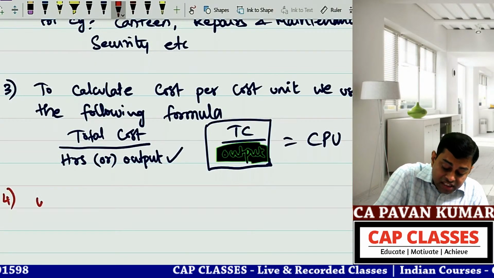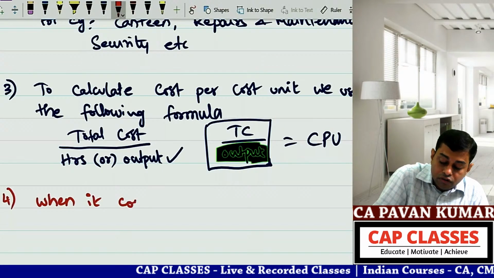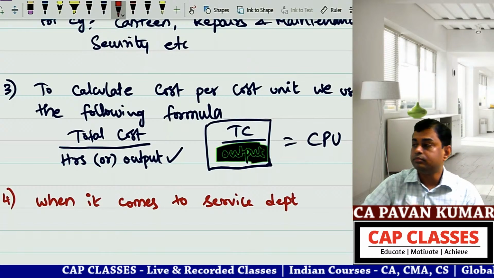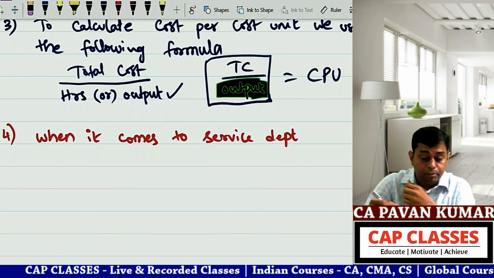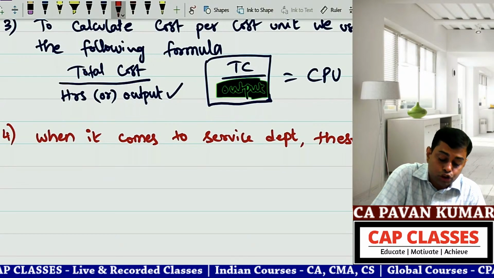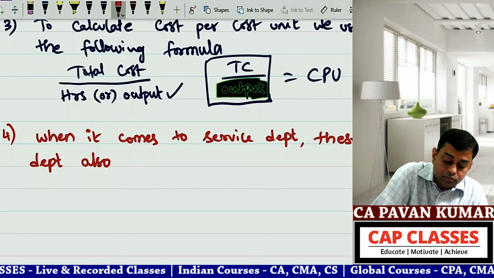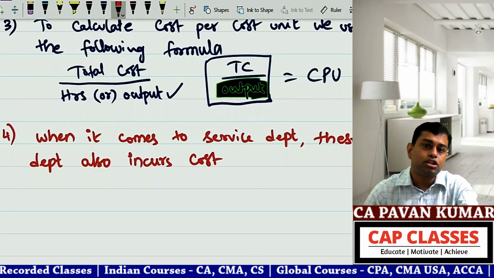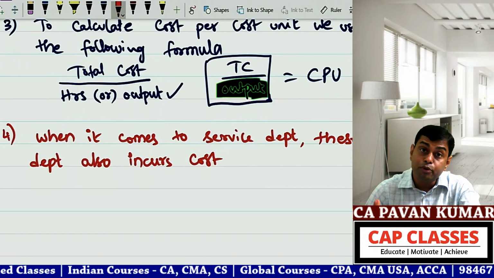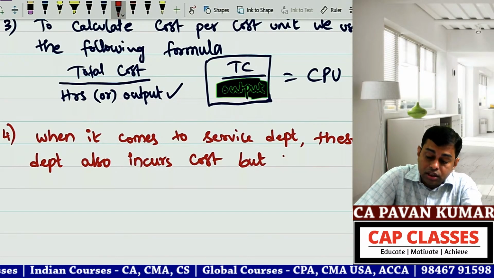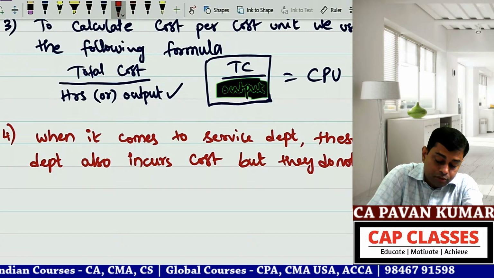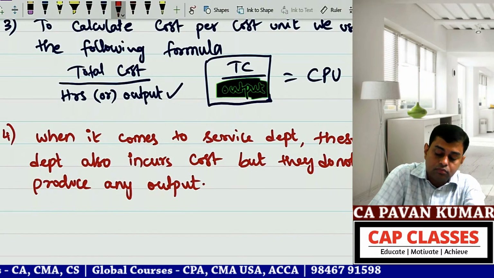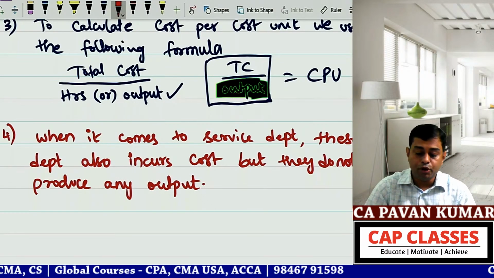Now, after that, write down point number 4. When it comes to service departments, these departments also incur costs, but they do not produce any output.